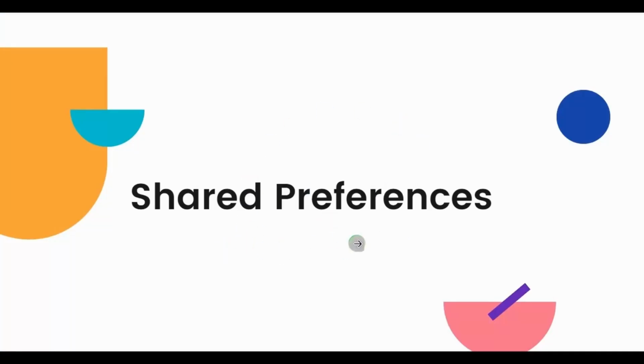Also, just a little note that in 2023, developers prefer DataStore rather than shared preference, which we will cover in Jetpack Compose series. Now what is shared preference? Let's understand with a simple example.